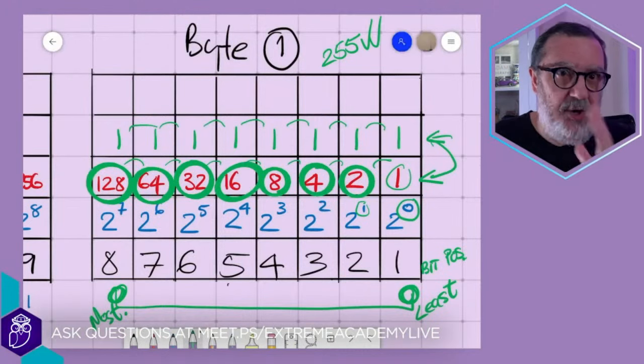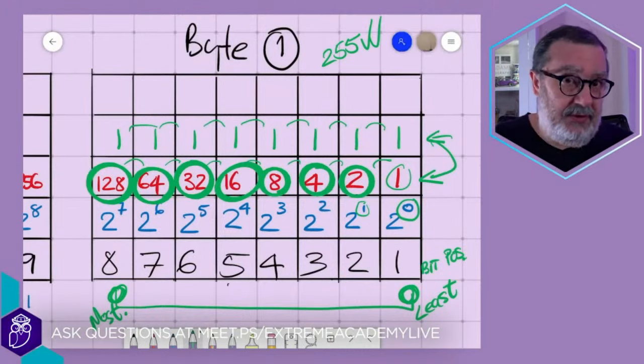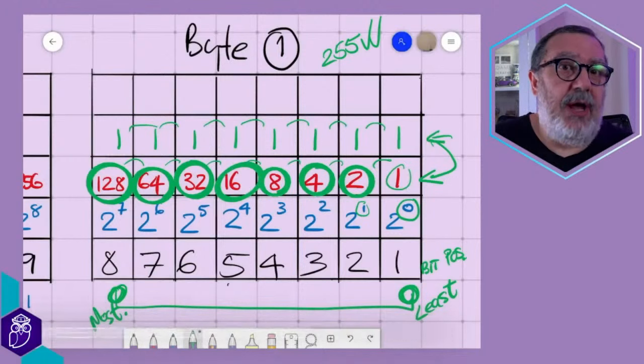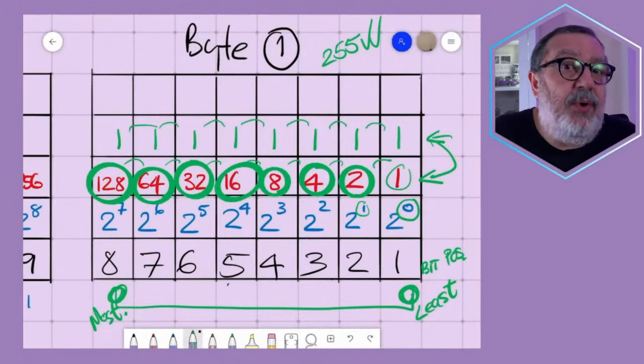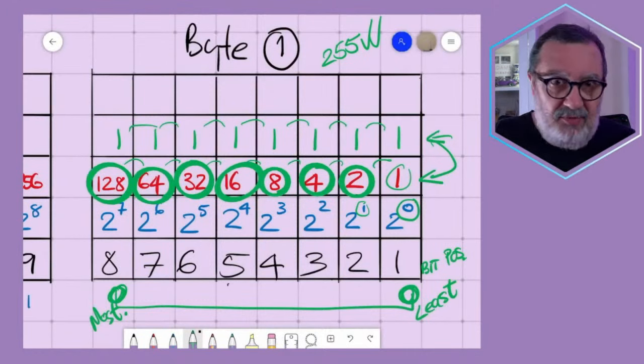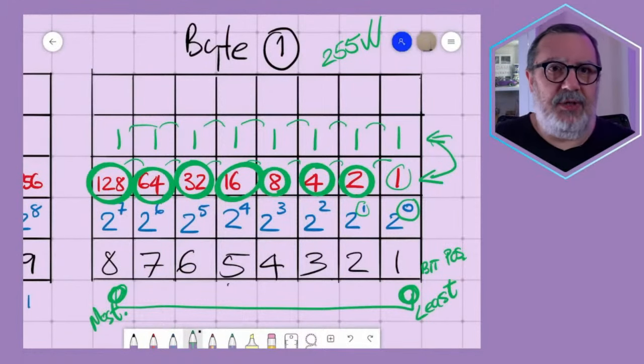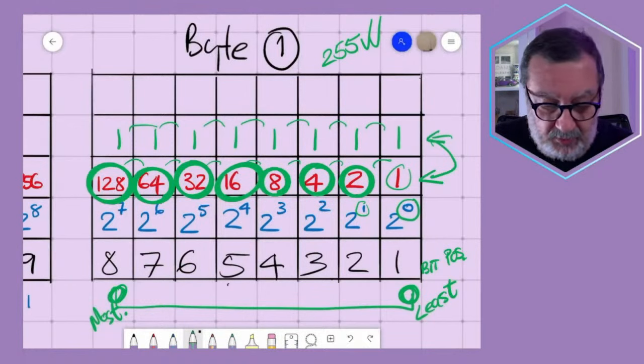So for those of you who got it right, fantastic. For those of you who didn't get it right, now you know how to do it. And for those who didn't bother to do it, well, this is important, and it would be great if you master this, because this will help you right through networking, right through everything to do with IT.